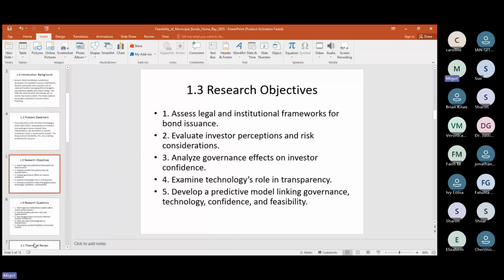My research objectives will be as follows: assess the legal and institutional frameworks for bond issuance, evaluate investor perceptions and risk considerations, analyze governance effects on investor confidence, examine the technological role in transparency, and develop a predictive model linking governance, technology, confidence, and feasibility.